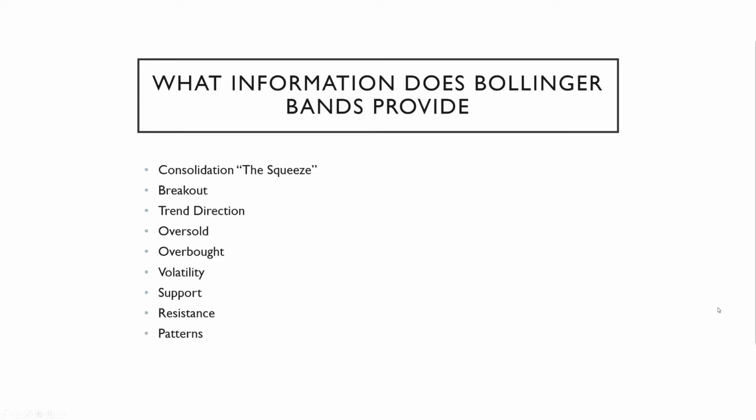Now, what information do Bollinger Bands provide? Bollinger Bands help you identify consolidation periods, also known as the squeeze. They help you identify breakouts, strong trend and direction of the trend, oversold levels, overbought levels, volatility, support, resistance, and patterns. So we're talking about one overlay, one indicator that helps you identify all of these different things.